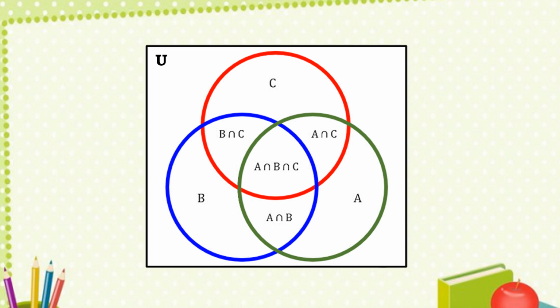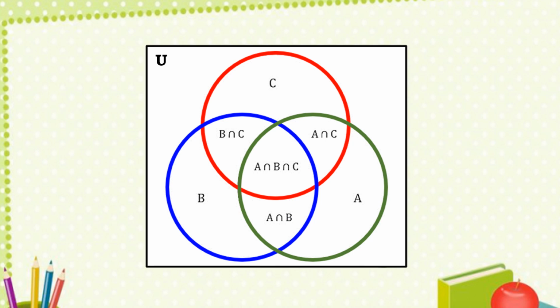Let's have an example of a three-set Venn diagram. So, we have here in this part, the intersection of B and C. In this part, the intersection of A and B. In this part, the intersection of A and C. And in this part, that means the intersection of the three, A, B, C.